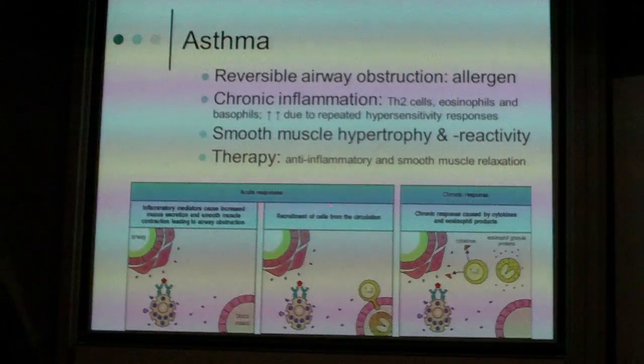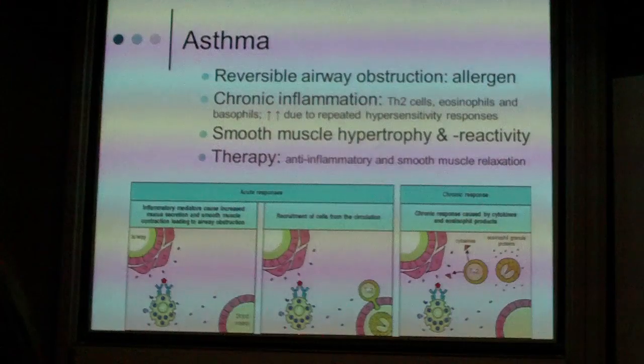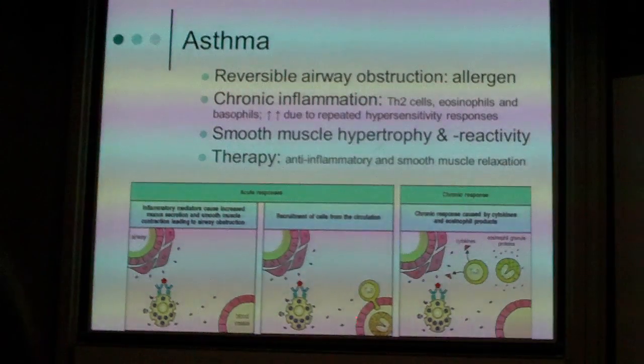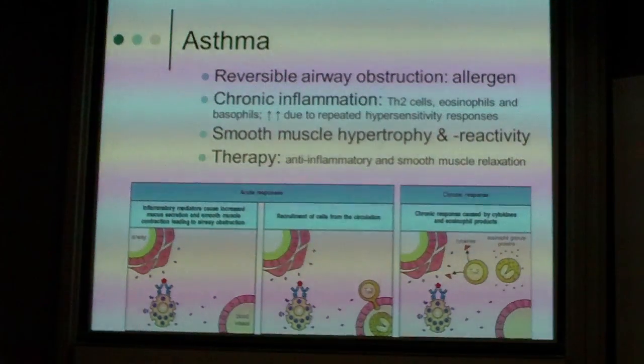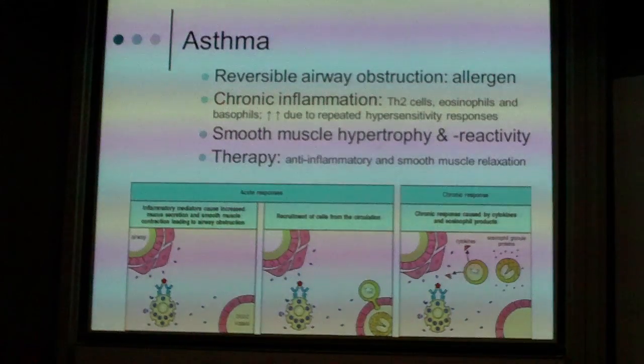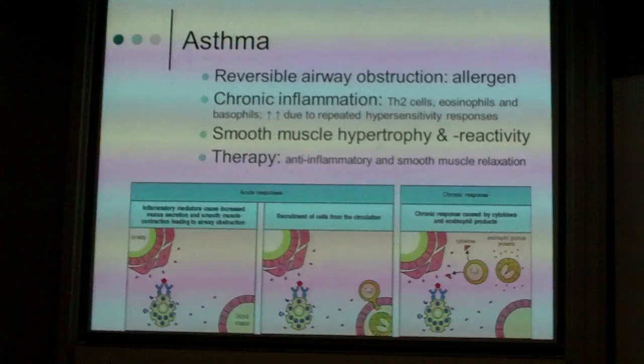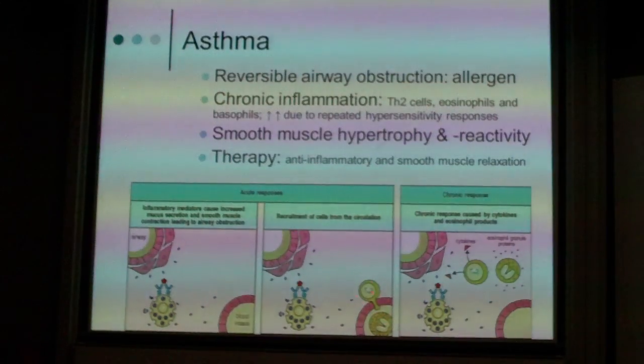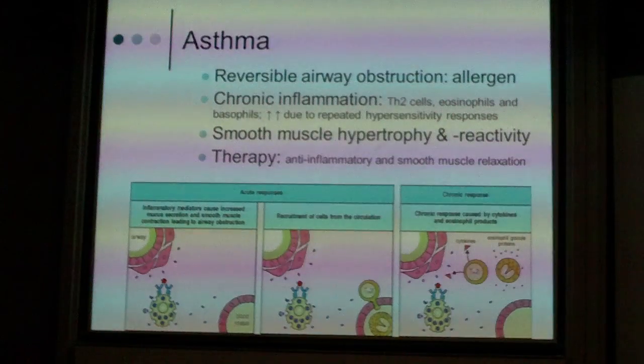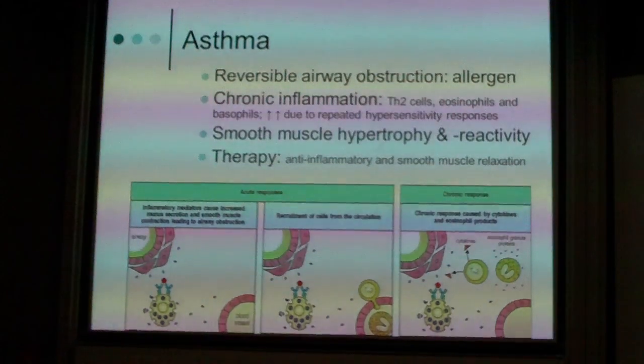There will be recruitment of cells from the circulation. If this is occurring, endothelial cells are activated, express adhesion molecules, and also express the appropriate chemokines. So there will be recruitment of T helper cells from the blood, and they migrate out into the tissue, and then the Th2 cells produce their characteristic cytokine profiles.